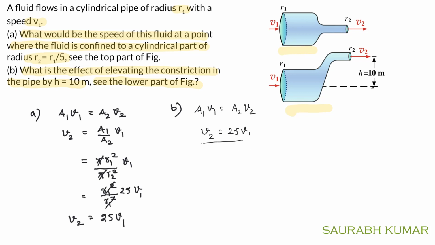So this is an important concept: the equation of continuity does not change with altitude. A1 V1, or A into V, is a constant irrespective of what the altitude is, or what the depth is, or what may be the height.